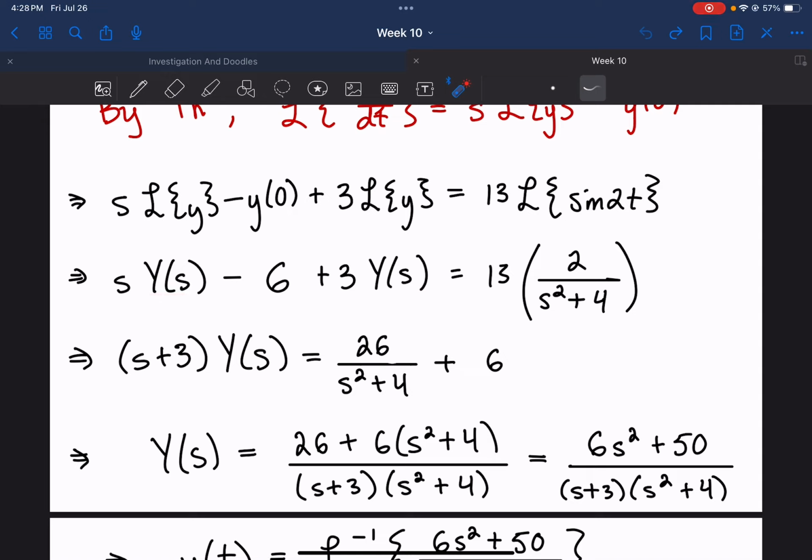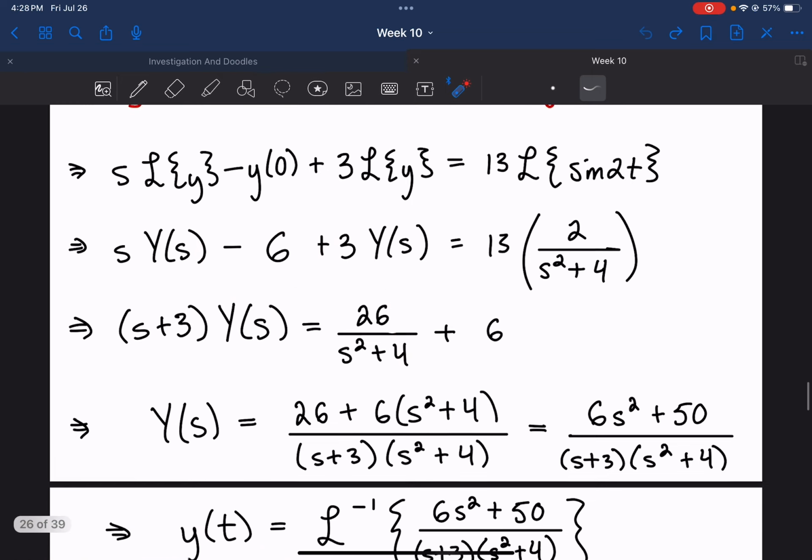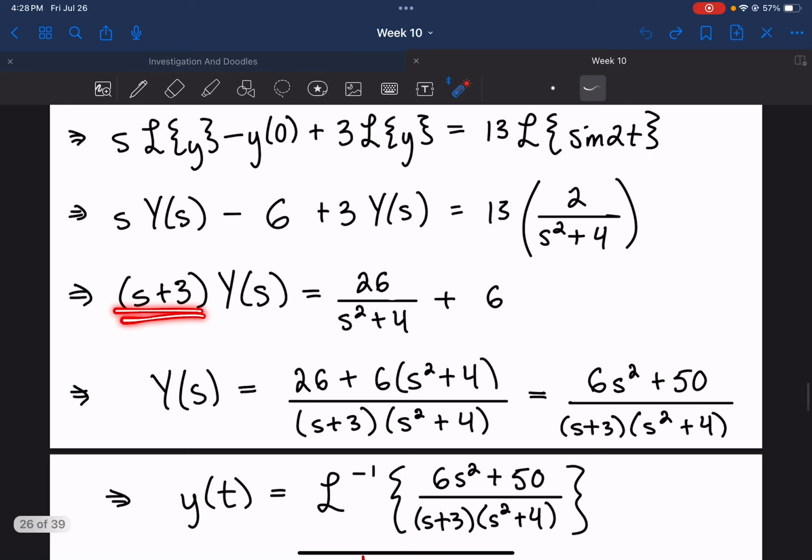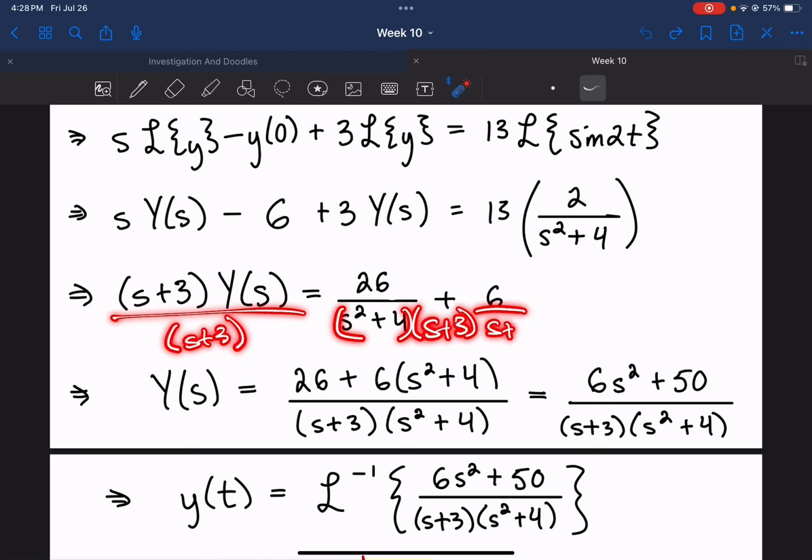I group up the Y terms, right? So I get s plus 3 times Y of s. I'm going to move the 6 across the equal sign, right? So this becomes 26 on top, and then the minus 6 becomes the plus 6. And now I'm going to divide both sides by s plus 3. Sorry, divide by s plus 3. S plus 3 down here.